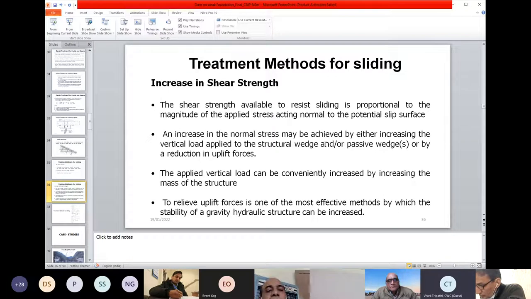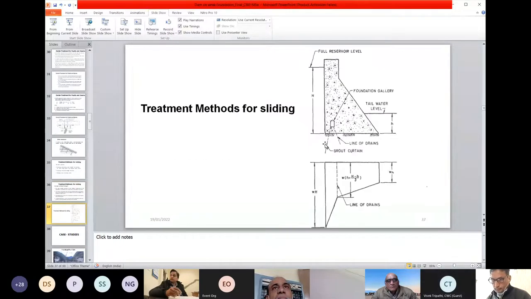So this is also the shear, increasing the shear strength. Shear strength against sliding is proportional to the magnitude of the applied stress along the normal to the potential slip surface. So we apply the vertical load. We can increase the vertical load also, because ultimately vertical load is going to increase your sigma n. So by increasing the vertical load of the structure, we can enhance the shear strength against sliding. This is providing drainage, but to reduce the uplift.